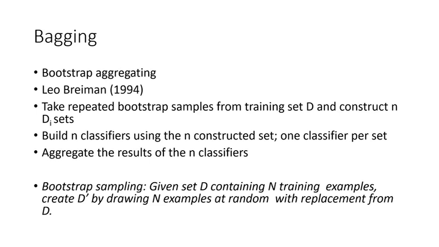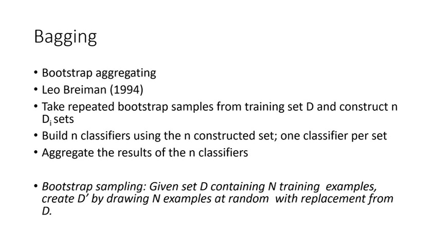There are a few ensembling techniques. There is one called bagging, bootstrap aggregating. It was first introduced by Leo Breiman in 1994. So what does this method do? It takes repeated bootstrap samples from the training set D and constructs N datasets Di. So it takes the original training set and generates other datasets from it, but it takes samples with repetition.